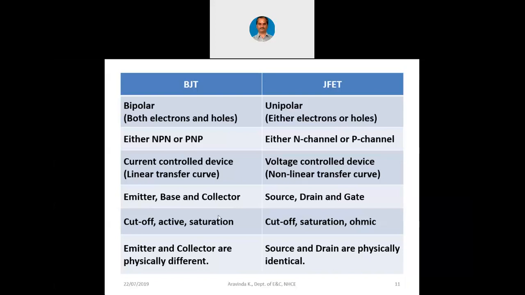So they kept the names in that manner. Now in BJT, we have a cutoff region, an active region, and a saturation region. In the cutoff region, the switch is fully off. In the saturation region, the switch is fully on. In the active region, the switch is half on. Conversely, in JFET, we have a cutoff region, a saturation region, and an ohmic region. In the cutoff region, the switch is fully off. In the ohmic region, the switch is fully on. And in the saturation region, the switch is half on.